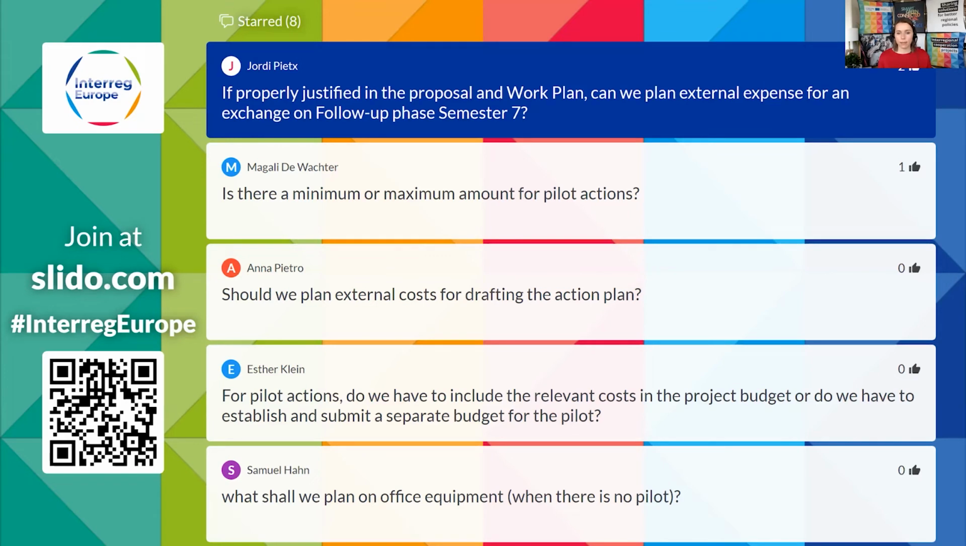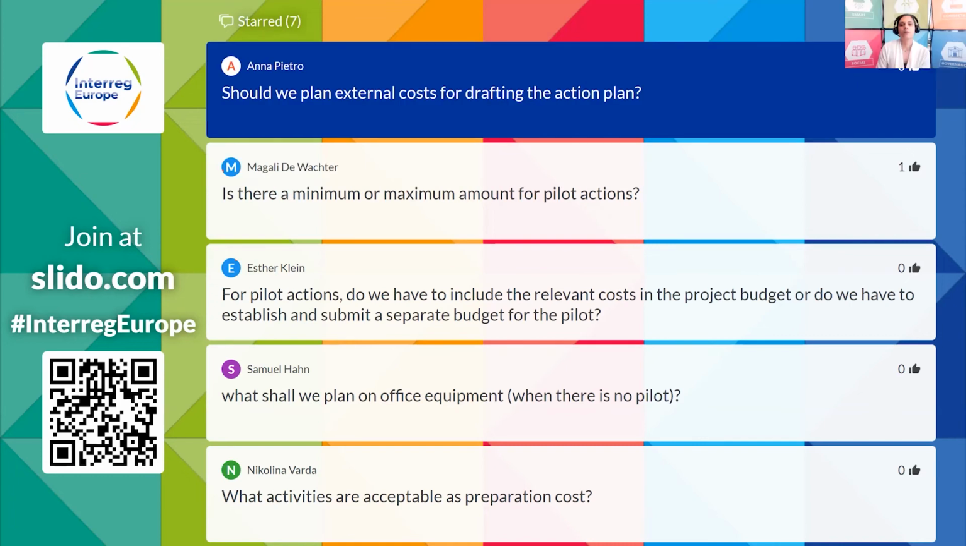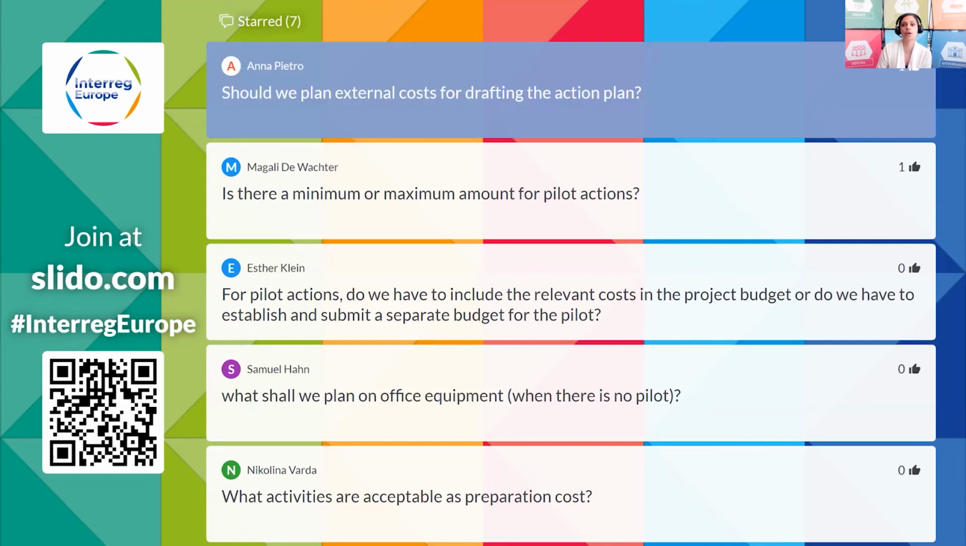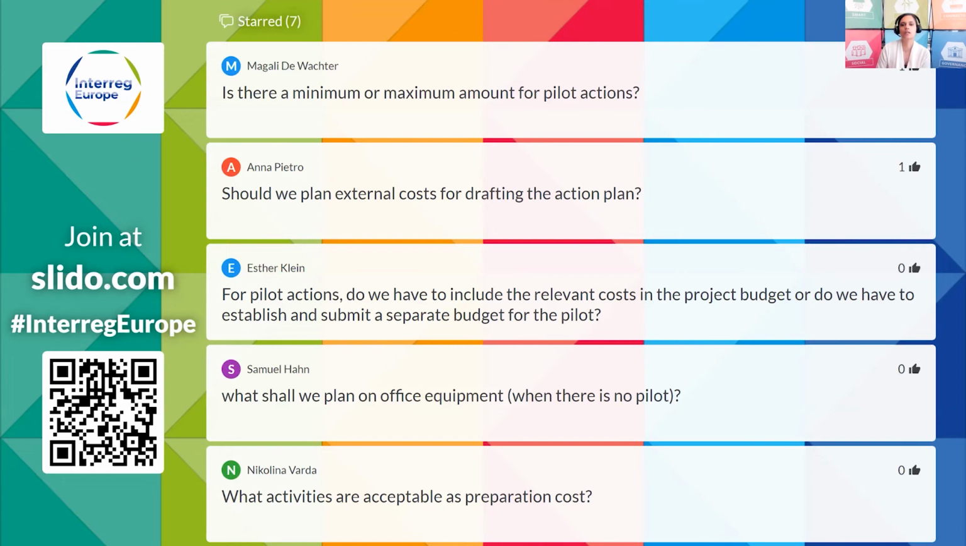Anna is asking, should we plan external costs for drafting the action plan? Well, this question makes me clarify another difference compared to the past regarding the action plan, because those of you who followed yesterday may have heard that in this new period, only the partners that do not achieve a policy change in the core phase of the project will need to produce an action plan. This means that the program expectation is really that you focus on achieving this policy change in the core phase. So we don't expect you to plan any costs for drafting the action plan in your budget, because you should really aim at achieving the change in the core phase, and there should not be any need to do any action plan.